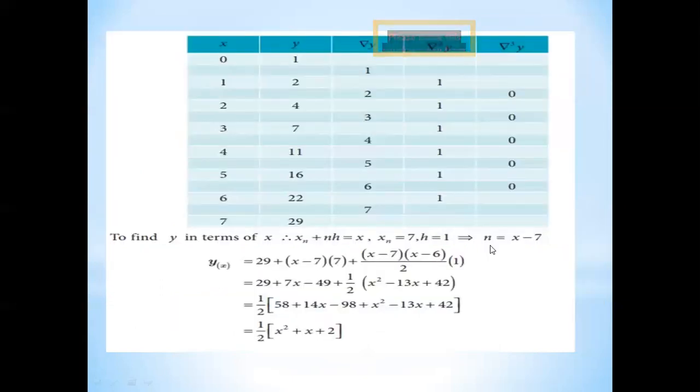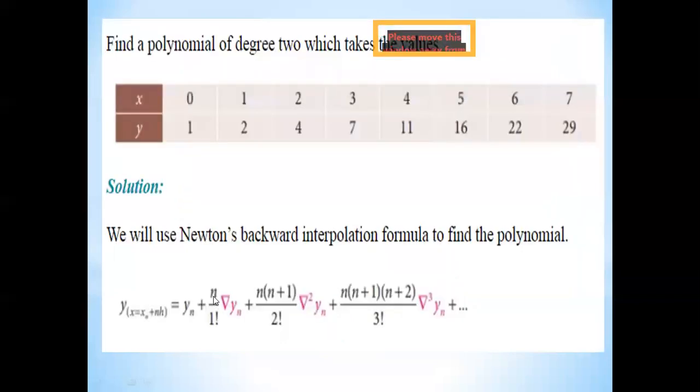To find n, I have xn + nh = x, where xn is 7, h is 1, and n is equal to x - 7. Then as usual we will form the difference table, but here ∇³y itself becomes zero for all the terms. So it's not necessary to find ∇⁴y, ∇⁵y, ∇⁶y and so on. Therefore in the given formula, we are going to replace n by x - 7.